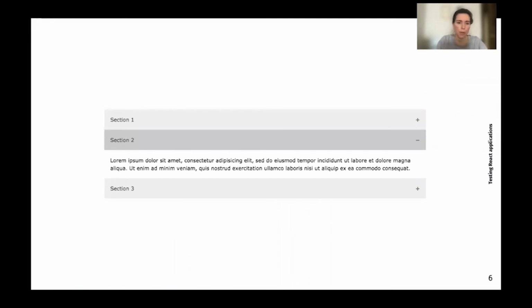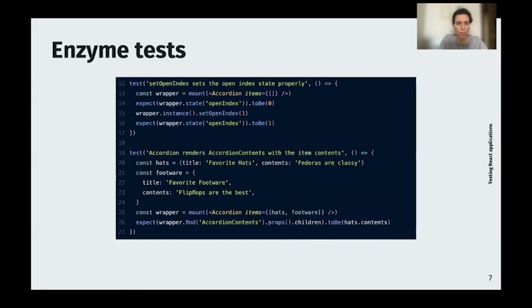And in this presentation, I would like to show an example. You can see here we have an accordion. When you click on one of these sections, some text appears. How would we test this with Enzyme?